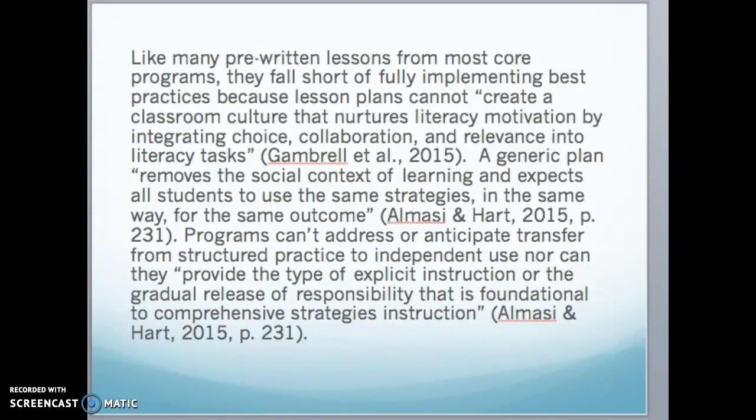Programs can't address or anticipate transfer from structured practice to independent use, nor can they provide the type of explicit instruction or the gradual release of responsibility that is foundational to comprehensive strategies instruction. Almasi and Hart, page 231.